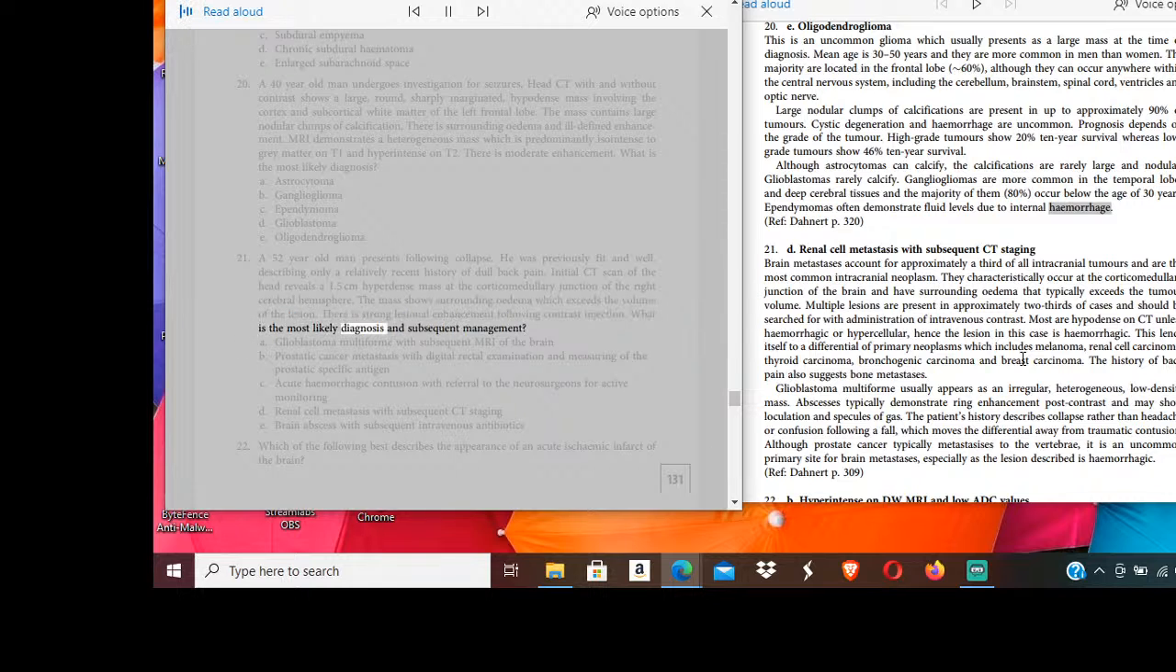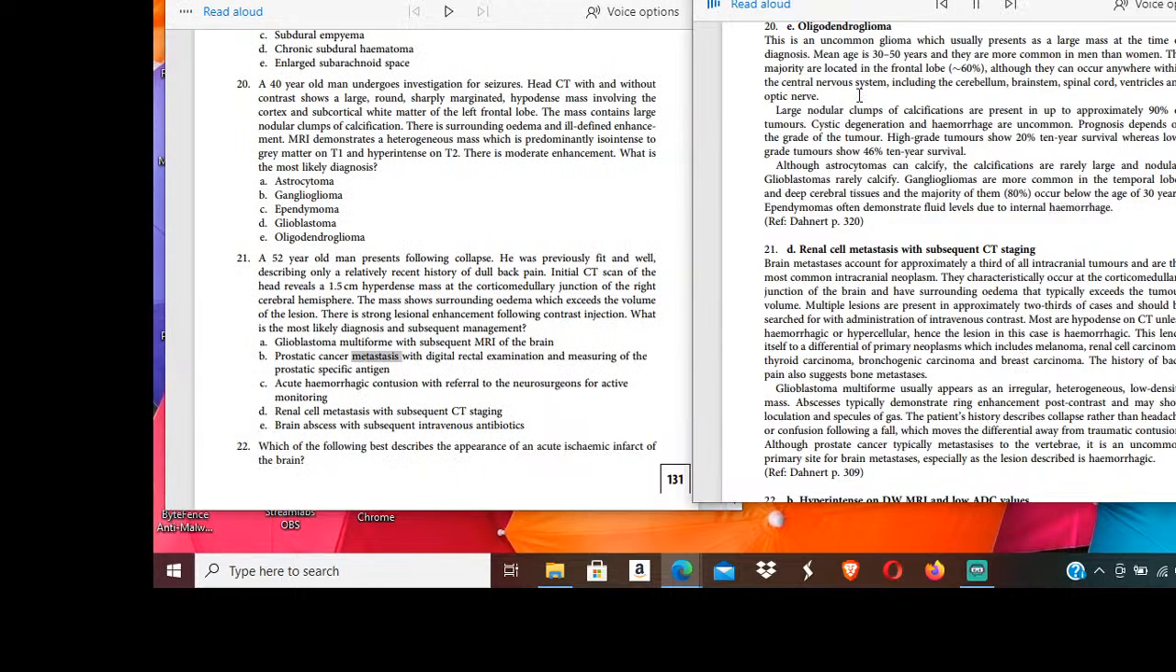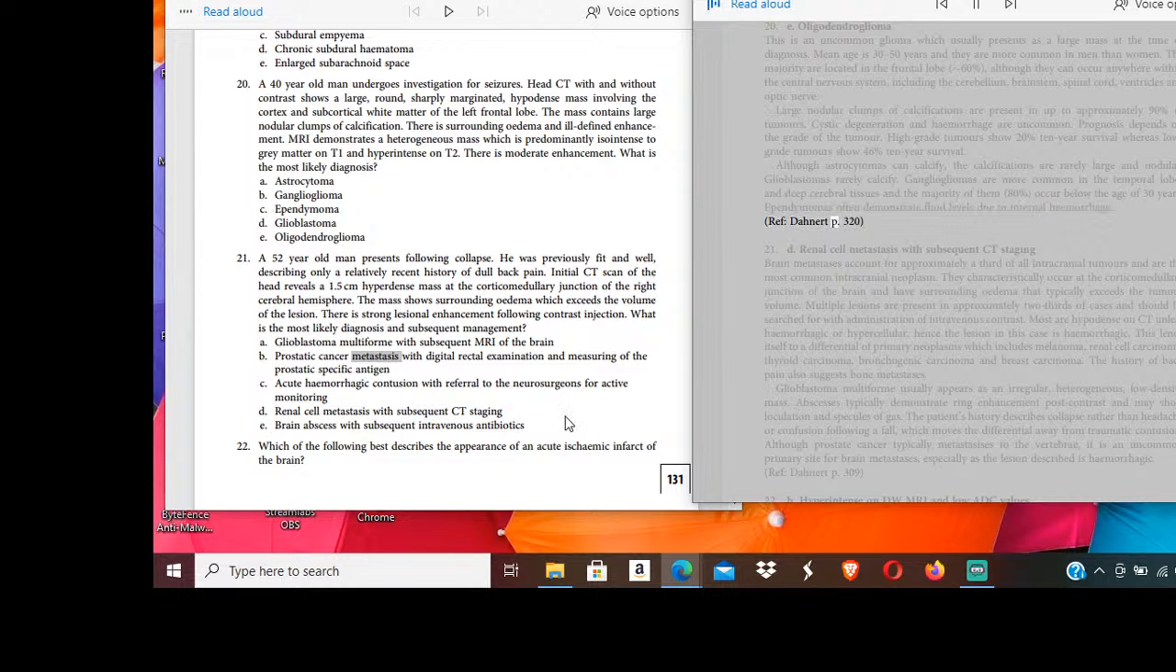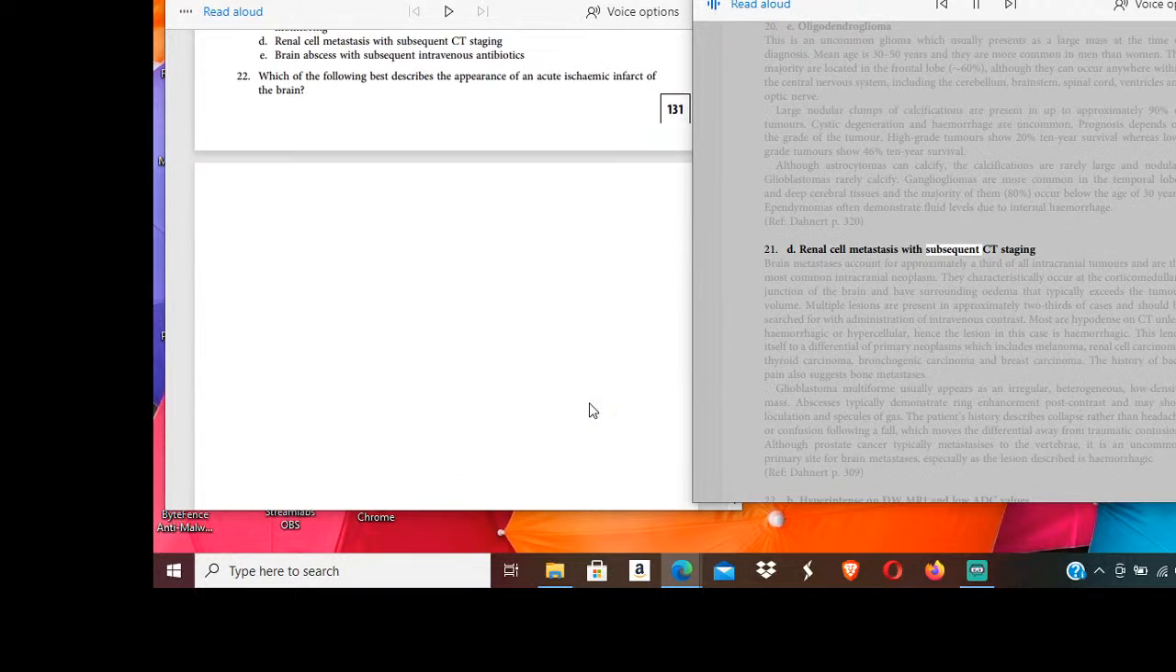What is the most likely diagnosis and subsequent management? A. Glioblastoma multiforme with subsequent MRI of the brain. B. Prostatic cancer metastasis. Hemorrhage. Ref. Dannert P. 320. 21. D. Renal cell metastasis with subsequent CT staging.